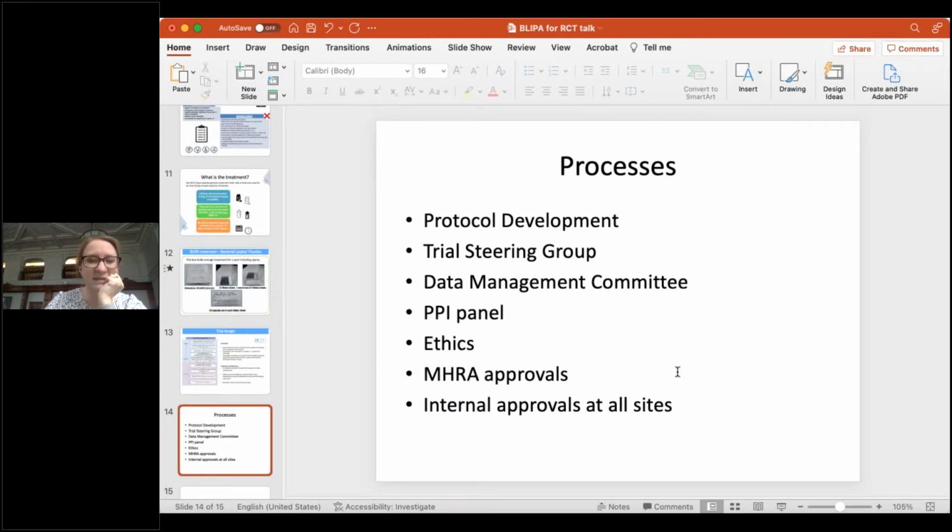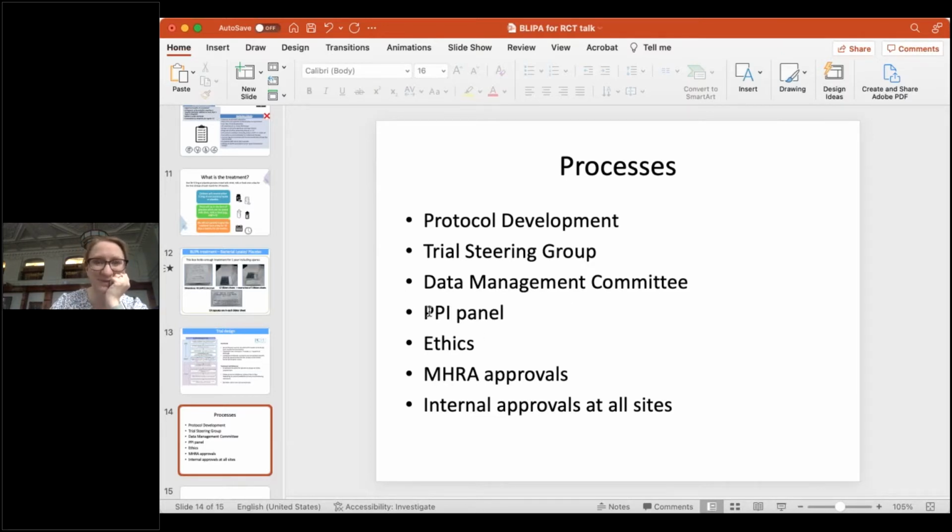And then these are the processes, and these are all the things that I probably knew vaguely about from my previous research involvement, but I don't think I truly understood how many panels and how many people were involved. So I wrote the initial protocol, and it doesn't look like the protocol that I wrote initially. We've got the trial steering group, which are people that are separate to the trial that help run the trial. We've got our data management committee, which again, separate to the trial, that check on our data. The PPI panel that I mentioned.